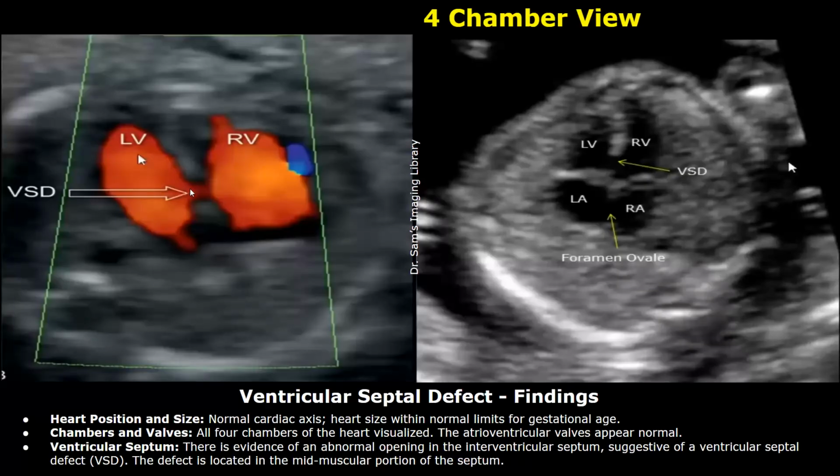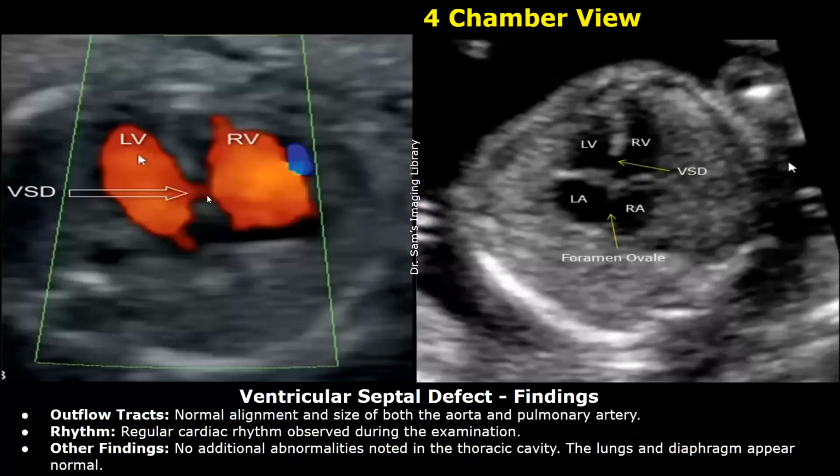Keep in mind that this is not a complete obstetric ultrasound report. We are just focusing on chest pathologies. Outflow tracts, normal alignment and size of both the aorta and pulmonary artery. Rhythm, regular cardiac rhythm observed during the examination. Other findings, no additional abnormalities noted in the thoracic cavity. The lungs and diaphragm appear normal.